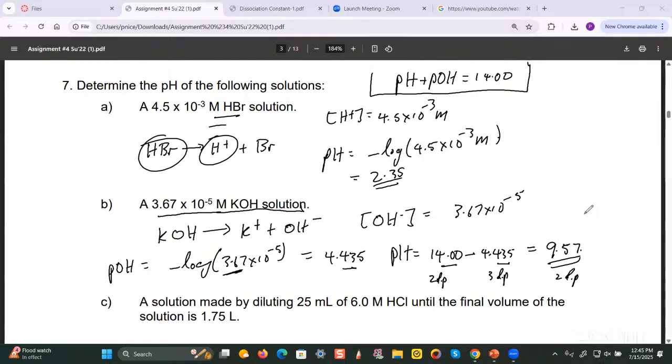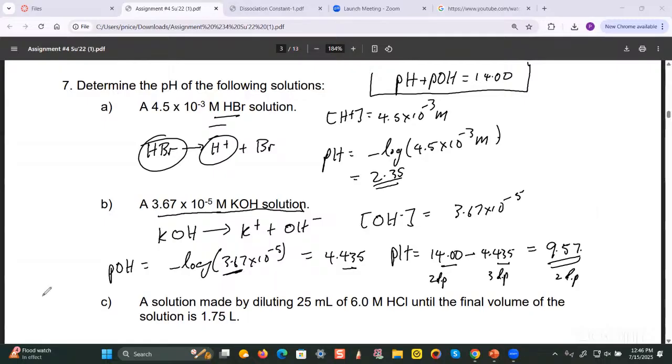All right? So when you get the OH minus, that's when you do the pOH first? Exactly. If the question is asking for the pH, you find the pOH first, and then you subtract it from 14.00, and that will give you the resulting pH. Okay. Yeah. Okay, any other questions about this?